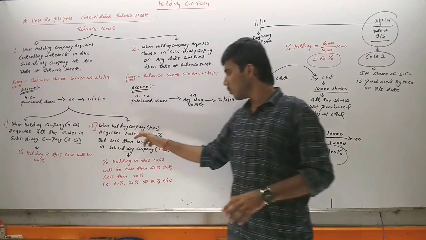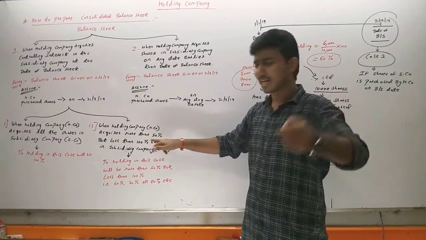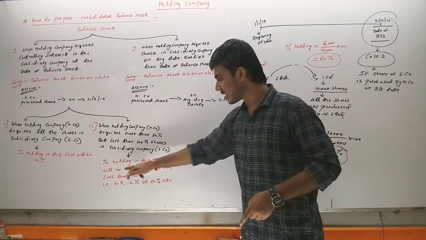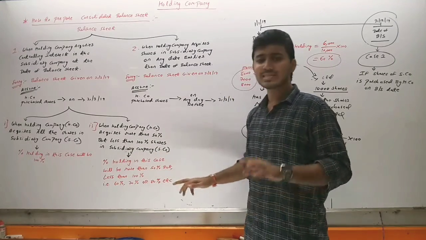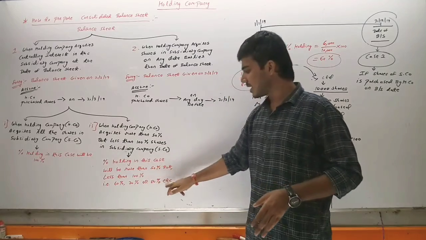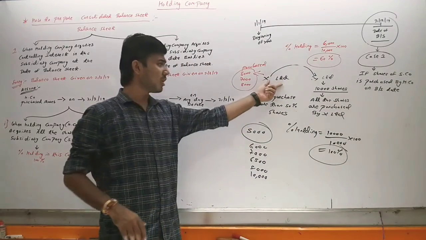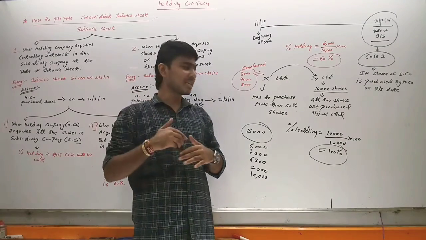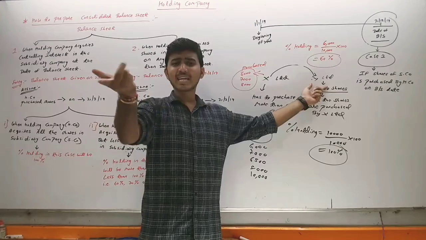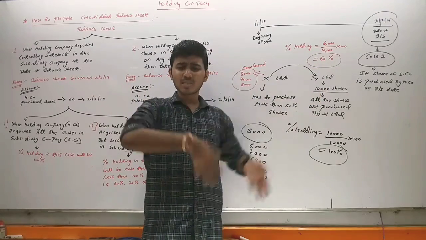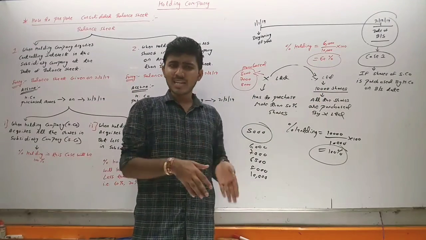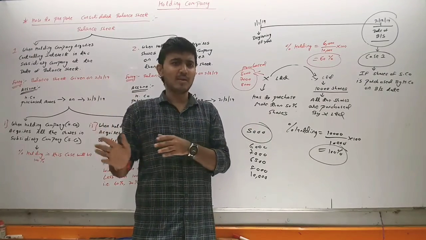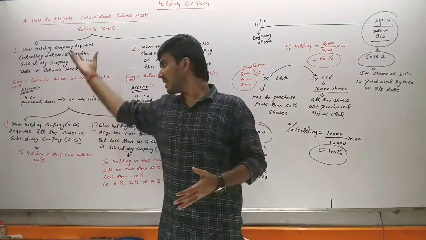But our case is when the holding company acquires more than 50%, but less than 100% shares in the subsidiary company. Percentage holding in this case will be more than 50%, but less than 100%, that is 60, 70 or 80, etc. So whenever the holding company acquires more than 50% but less than 100% shares of the subsidiary company, in that case percentage holding will be 60% or 70% or 80% or 90% or 95%, anything between above 50 and below 100. So there are two cases in case number 1.